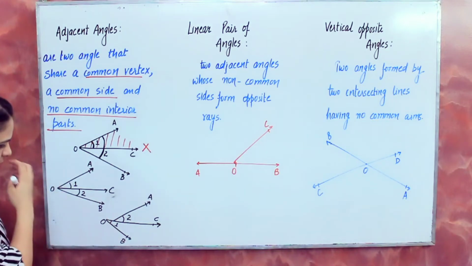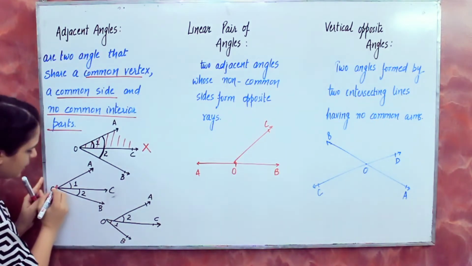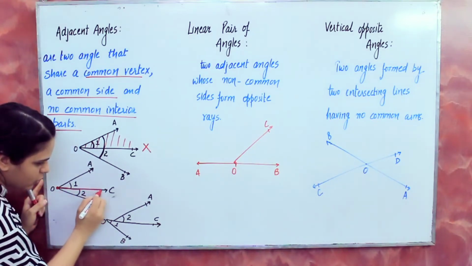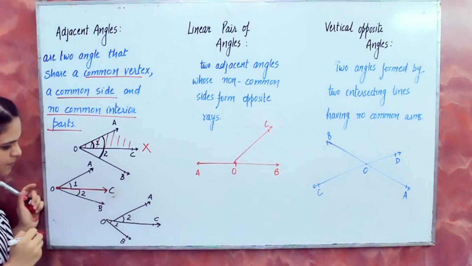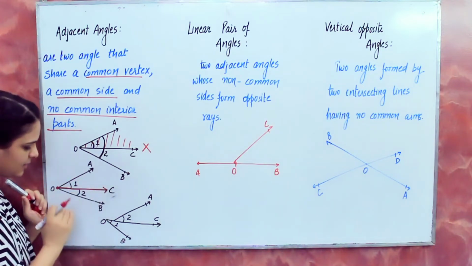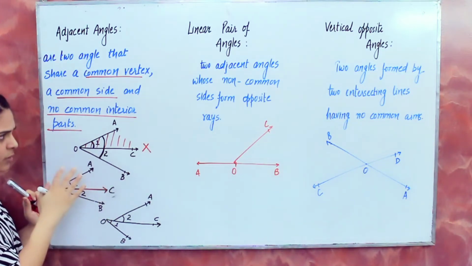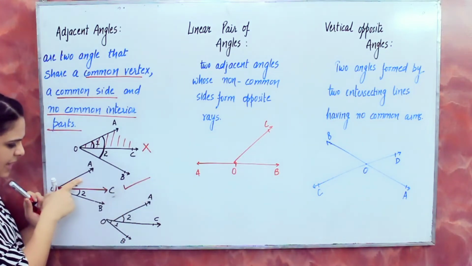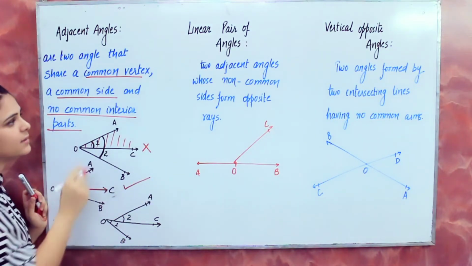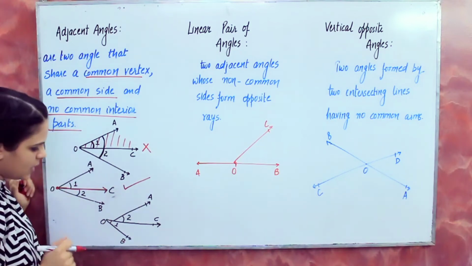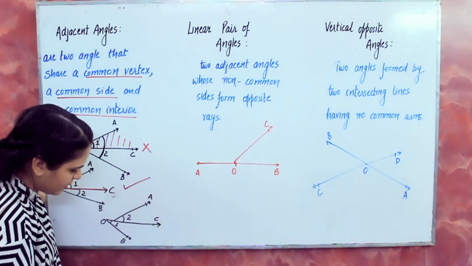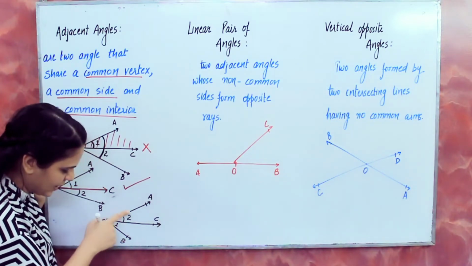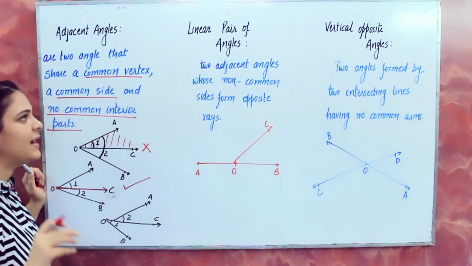Now let's check out this one. There is a common vertex, a common arm, or you can say the common side, and no common interior. So this will be an adjacent angle. Angle 1 and angle 2 are adjacent according to these three conditions. Okay, now let's check this figure. In this figure, if you observe, there is no common vertex. So angle 1 and angle 2 cannot be adjacent angles.